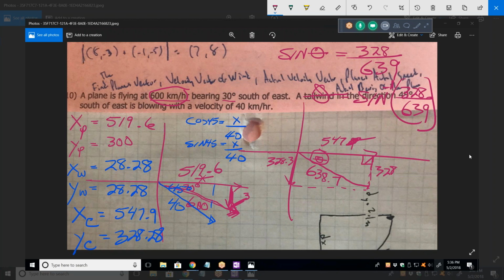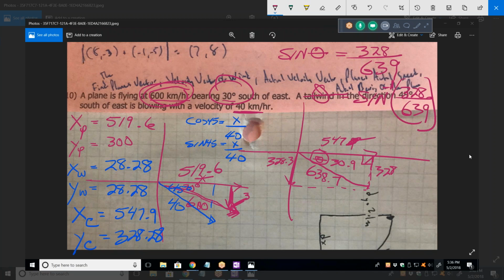I got 30.9. Now let's see if that makes any sense. Plane had a bearing of 30 degrees. The wind was pushing it further south. 30.9 is bigger than 30. That sounds actually about right because the wind wasn't very big. The wind was only a 40-mile-an-hour wind, and the plane's going 600. So you wouldn't expect it to blow it off course that much. So that is a ballpark answer.